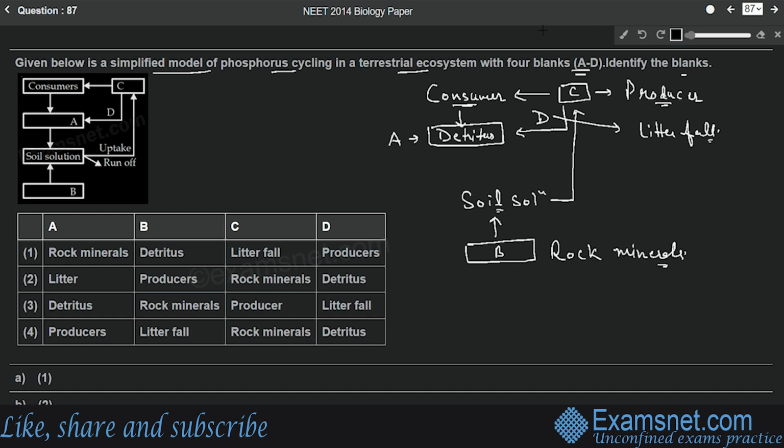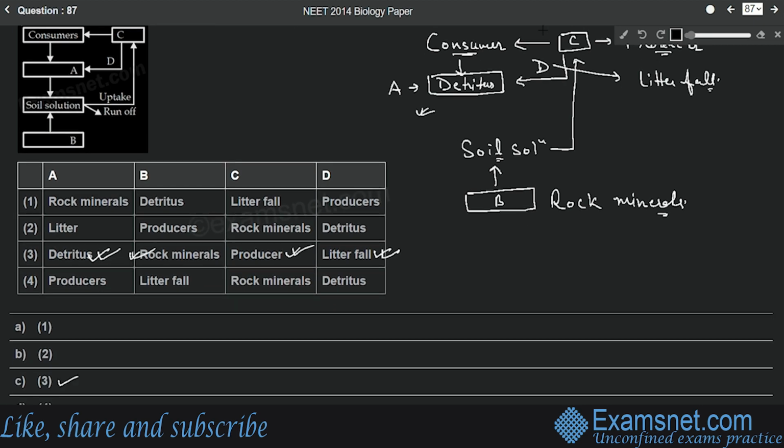So we can conclude that A represents the detritus, then B represents the rock minerals, C represents the producer, and D represents the litter fall. That means falling of the leaves, dead leaves from the plants, and other parts of the plants in order to get converted into the detritus. So the third one is the correct match. So option C will be the correct answer.